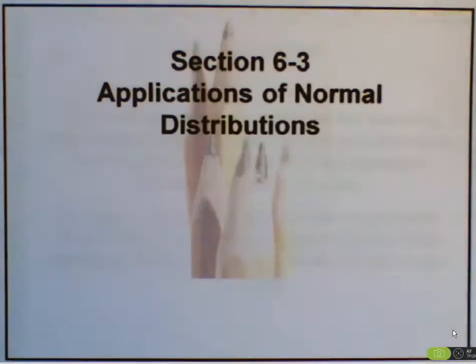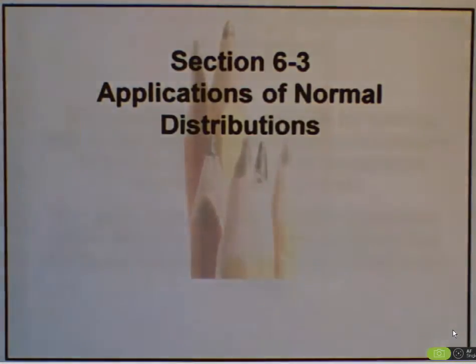In section 6.2, we talked about the standard normal distribution. That's a normal distribution where the mean is 0 and the standard deviation is 1. However, the data in most normal distributions doesn't have a mean of 0. That would be kind of rare, unlikely. So we need to talk about how to find probabilities when we have a non-standard normal distribution.